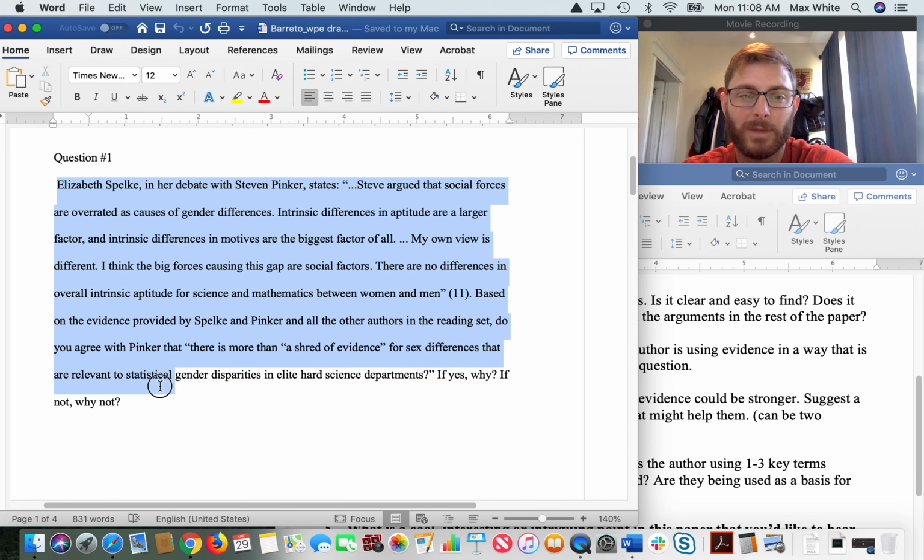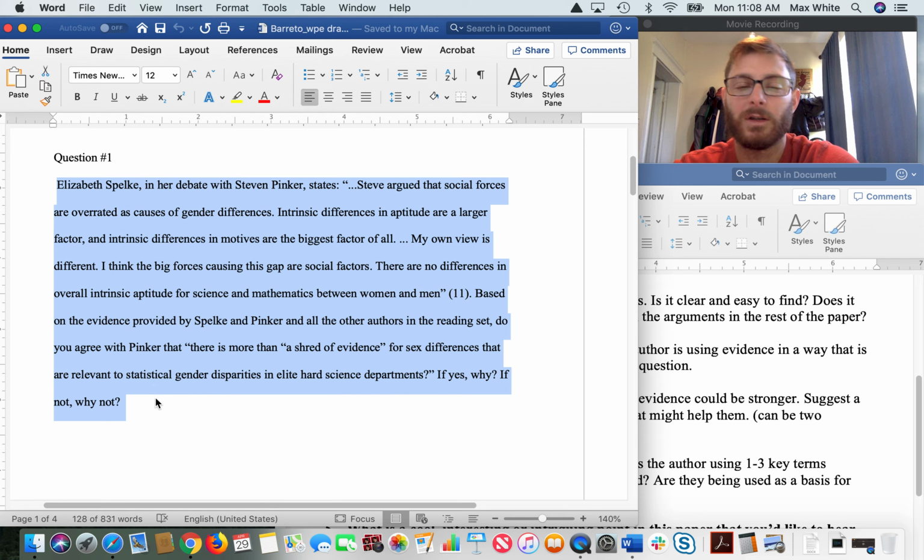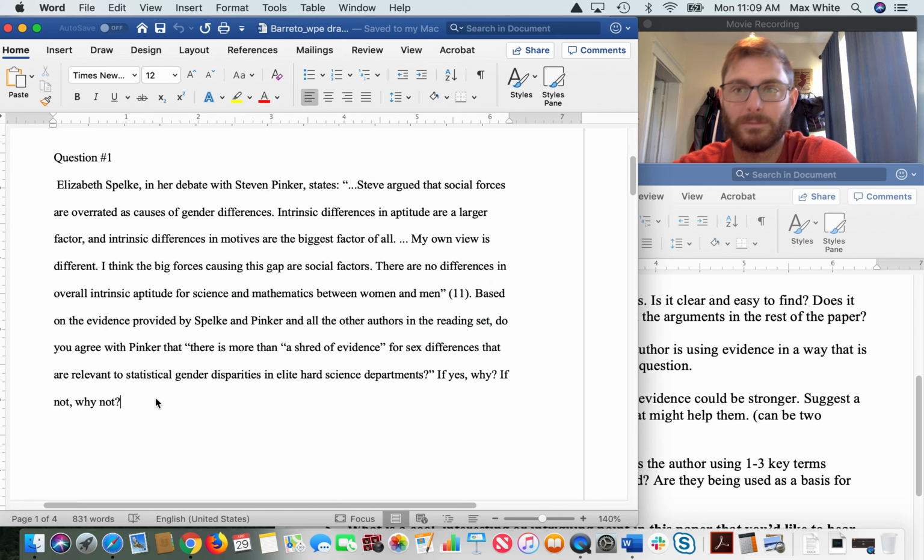Elizabeth Spelke, in her debate with Steven Pinker, states: Steve argued that social forces are overrated as causes of gender differences. Intrinsic differences in aptitude are a larger factor, and intrinsic differences in motives are the biggest factor of all. My own view is different. I think the big forces causing this gap are social factors. There are no differences in overall intrinsic aptitude for science and mathematics between women and men. Based on the evidence presented by Spelke and Pinker and all the other authors in the reading set, do you agree with Pinker that there is more than a shred of evidence for sex differences that are relevant to statistical gender disparities in elite hard science departments? If yes, why? If no, why not?